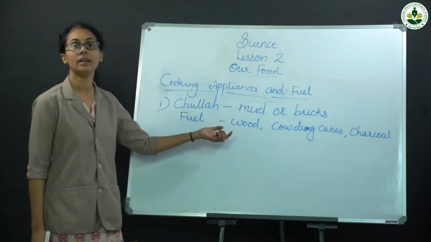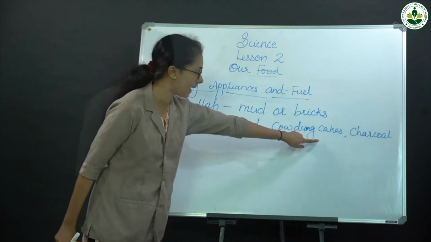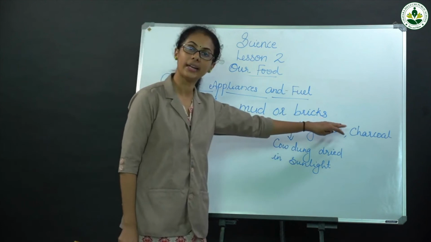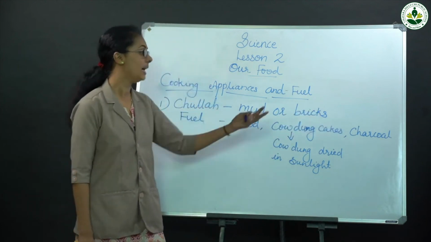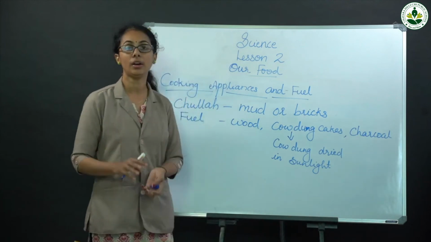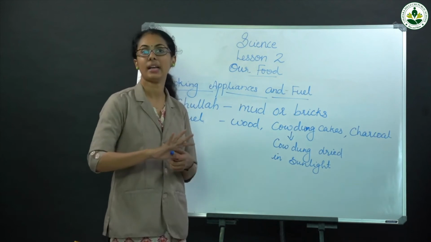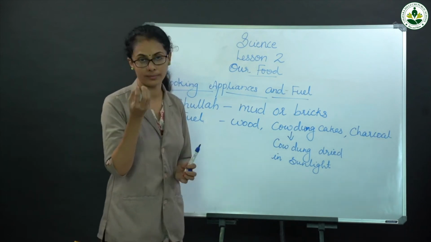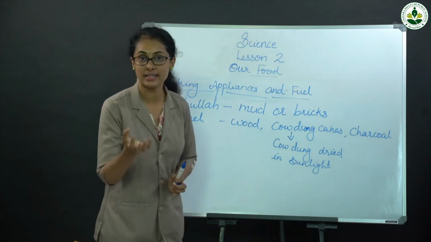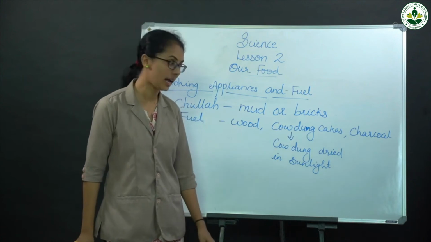Burning wood, we get heat. Cow dung dried in sunlight gives us cow dung cakes. It is not used in Kerala. Next is charcoal. After burning of wood, we get ash, but if the burning is not complete, we get black pieces. Those black pieces are known as charcoal.